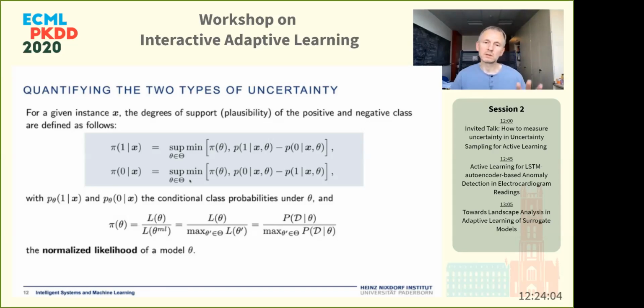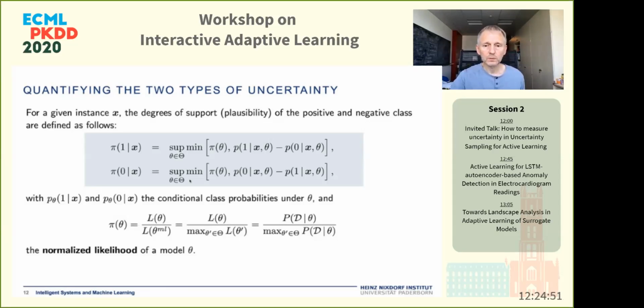So both the plausibility of the model is high, and under this model, the plausibility of the positive class is high. The plausibility of the model is defined in terms of what is called the normalized likelihood in the literature. It's simply the likelihood of that model, divided by the likelihood of the maximum likelihood estimator, so by definition, the maximum likelihood estimator has a plausibility of 1, and the plausibility of the others is between 0 and 1, proportional to their likelihood.